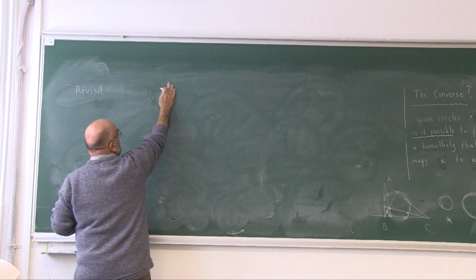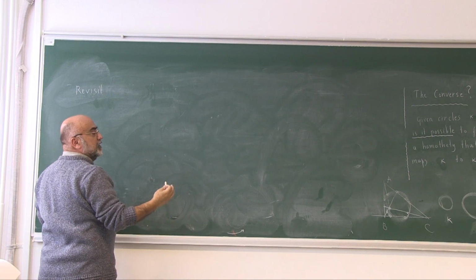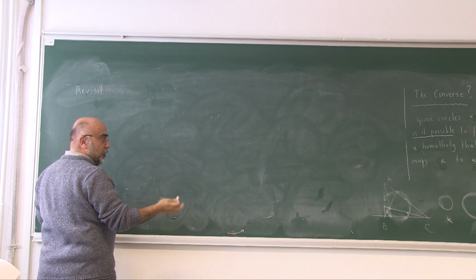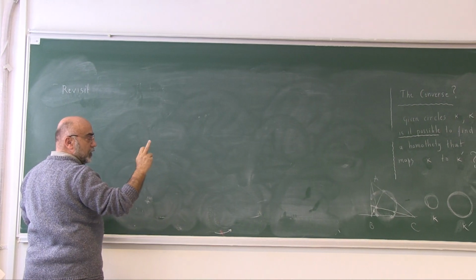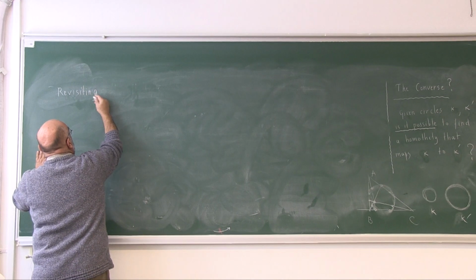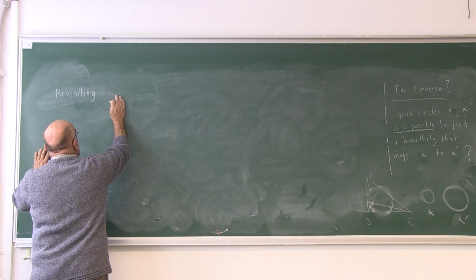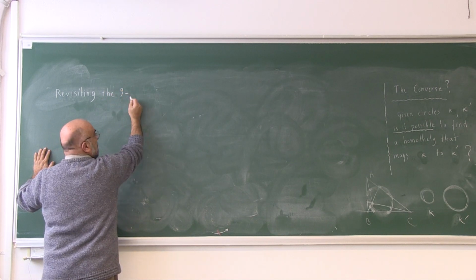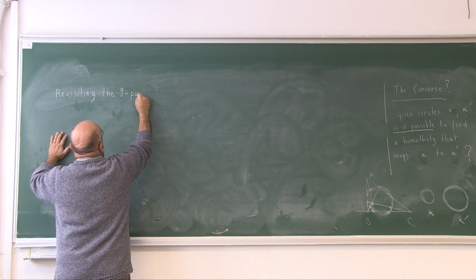And that hidden structure we can see now by looking at the triangle and its circumcircle from the point of view of homotheties. Revisiting the 9-point circle, the Euler circle or the Feuerbach circle, 9-point circle.